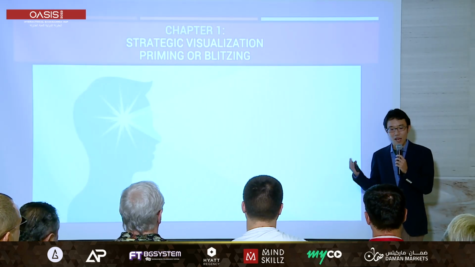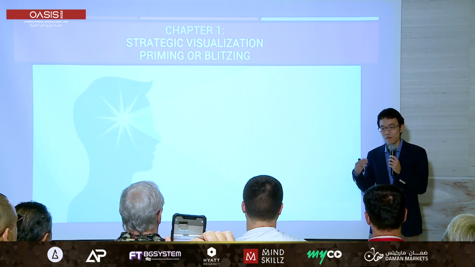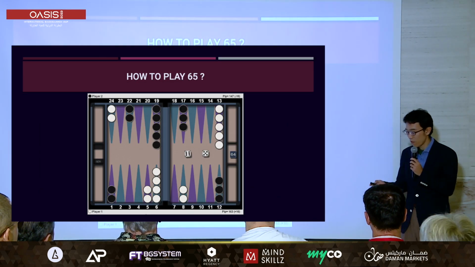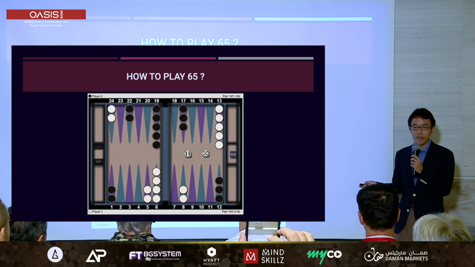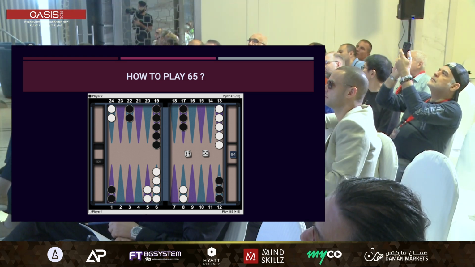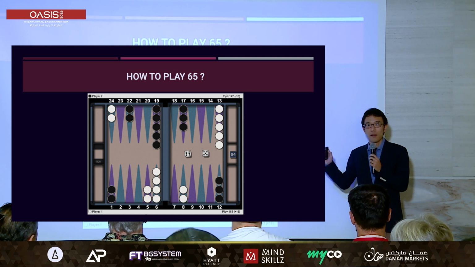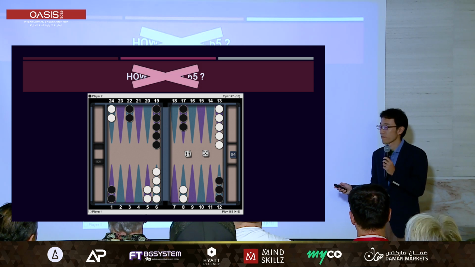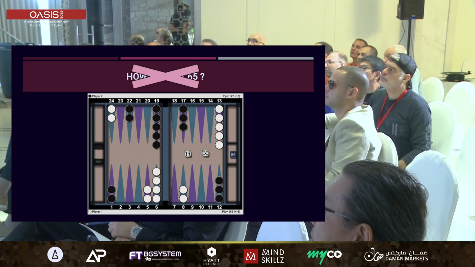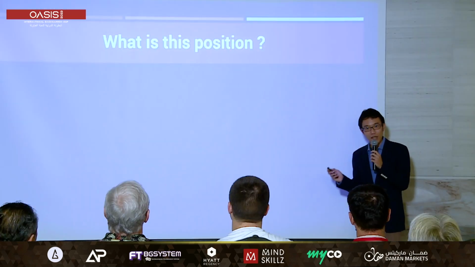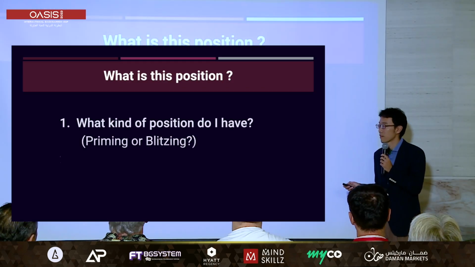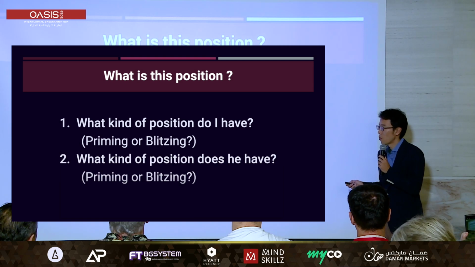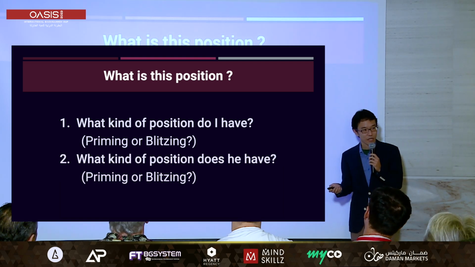I'm not gonna do remembering or thinking. I simply do, for example, this 6-5. This is the first example, but I will not think about how to play 6-5. I actually think, what kind of position do I have? Priming or blitzing? What kind of position does he have? Priming or blitzing?